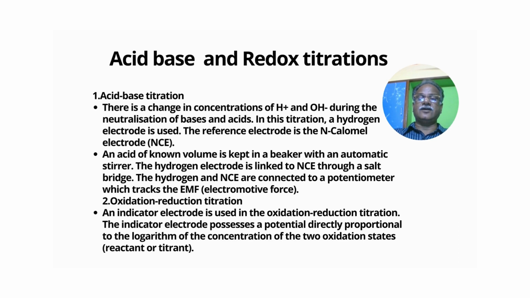Second type is oxidation reduction reaction. This is also called oxidation reduction titration. An indicator electrode is used in the oxidation reduction titration. The indicator electrode possesses a potential directly proportional to the logarithm of the concentration of two oxidation states. This was explained in the previous slide in the form of the Nernst equation.